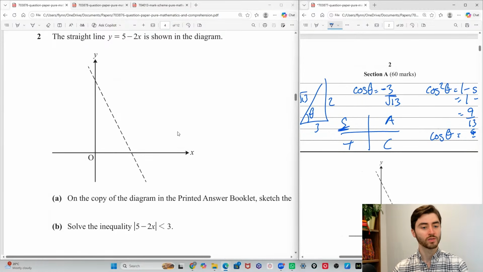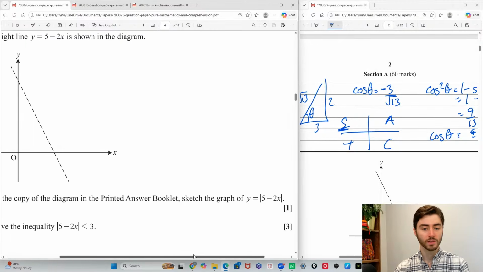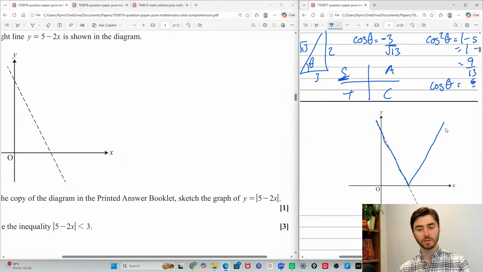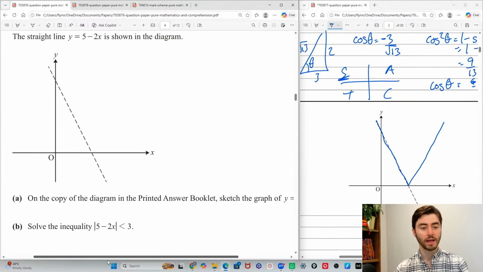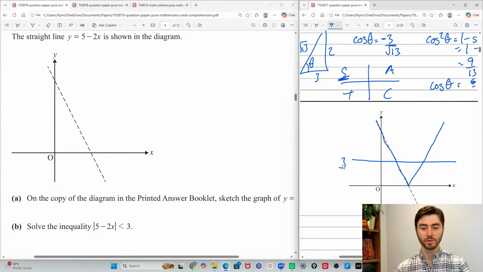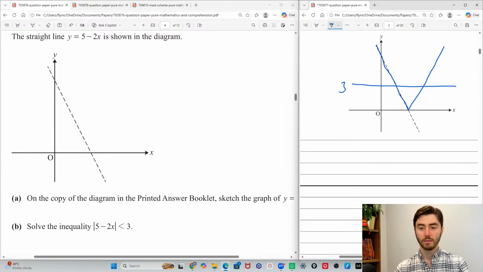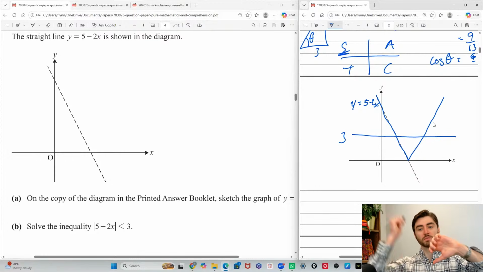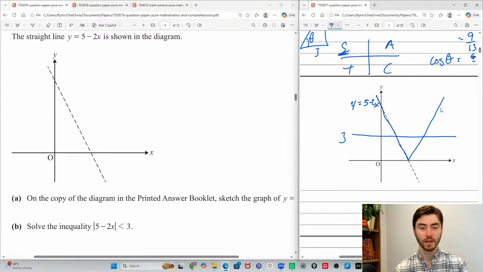Question 2, we have a straight line. Sketch the graph of y equals the modulus of that thing. Okay. Well, that's going to be positive when it's positive. You would obviously do this with a ruler, but then it goes like that, sort of V-shaped. And solve where this thing is less than 3. I would always draw it on, so that's y equals 3. And so what we would have, I always consider the 2 branches, right? So this branch would be y equals 5 minus 2x. And this is the branch where it's been flipped. In other words, multiplied by minus 1. So this would be y equals 2x minus 5.